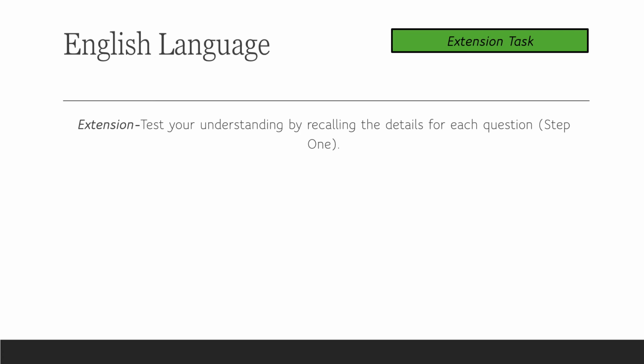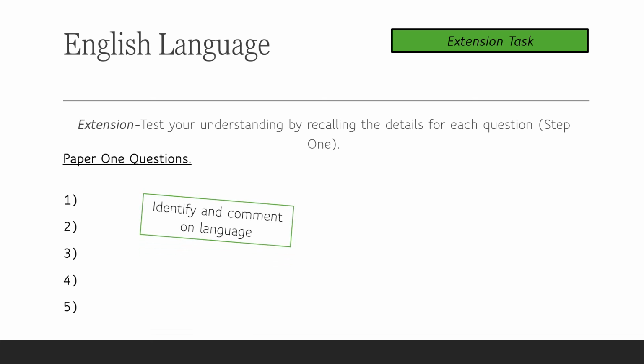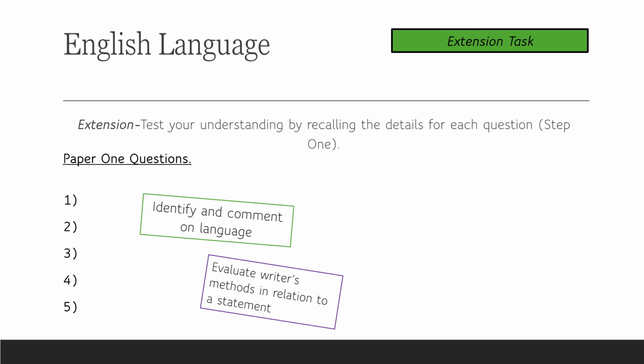Extension. Test your understanding by recalling the details for each question. So this is going back to step 1. So here we have our 5 questions on the left hand side, and you're going to see a number of different hints or clues relating to the questions that we've been through. So the first one, which question is it where you have to identify and comment on language? The next one is, for which question you need to evaluate the writer's methods in relation to a statement? The third one is, identify and comment on structure.